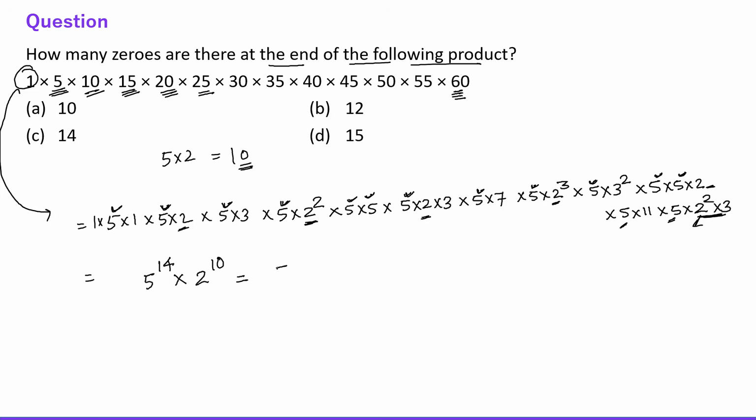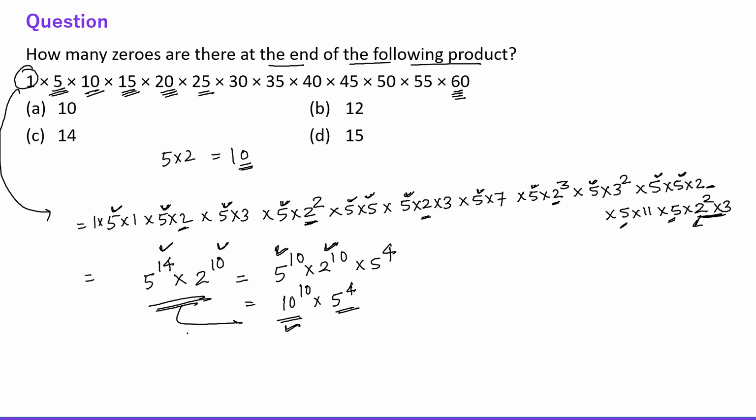So this number can be written as 5 raised to the power 10 into 2 raised to the power 10 into 5 raised to the power 4. So this is 10 raised to the power 10. Obviously 4 times 5 will be left, but that won't change the number of zeros. Here we have 14 times 5 and 10 times 2, so the pairs of 2 and 5 will be 10. So we will have 10 zeros at the end of this product.